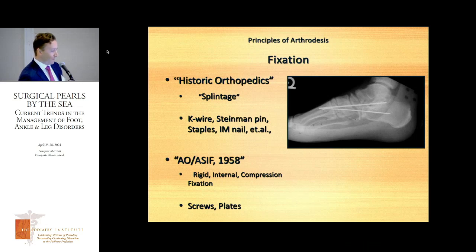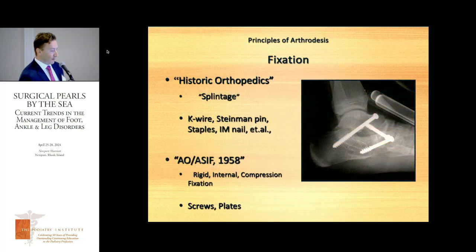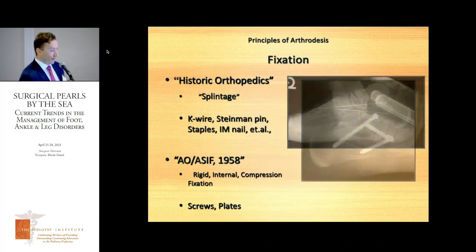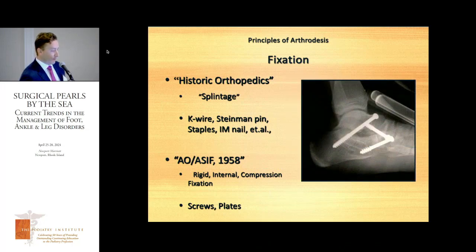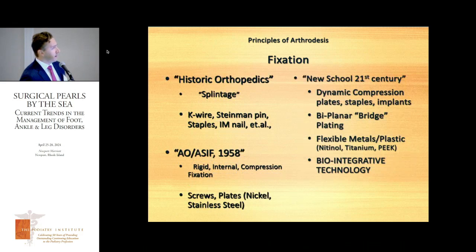Historically, with fixation, implants and devices, there was splintage, K-wire, Steinmann pins, staples, and we even started doing rigid compression with screws and plates as early as 1958. I think this is one of JR's first, and then another triple arthrodesis that we did back in residency with just 3 screws. Obviously now we're seeing some newer school technology, one being dynamic compression plates and staples, and implants using bridge plating in conjunction with compression devices. Also more flexible materials or now radiolucent materials like PEEK, and then biointegrative technology.